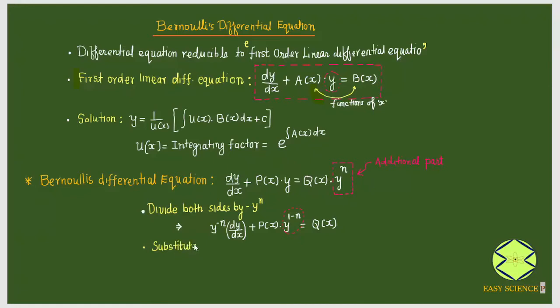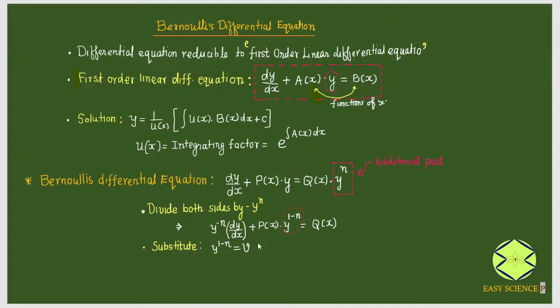We don't want y raised to 1 minus n. It has a complicated degree, 1 minus n. So I would like to convert this into a single variable having a single degree. I'll do it like this. So substitute y raised to 1 minus n equals some new variable, let me call it v.